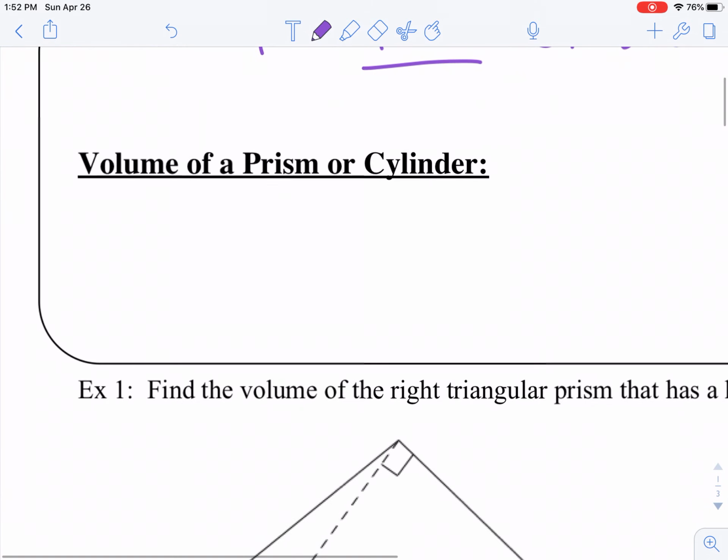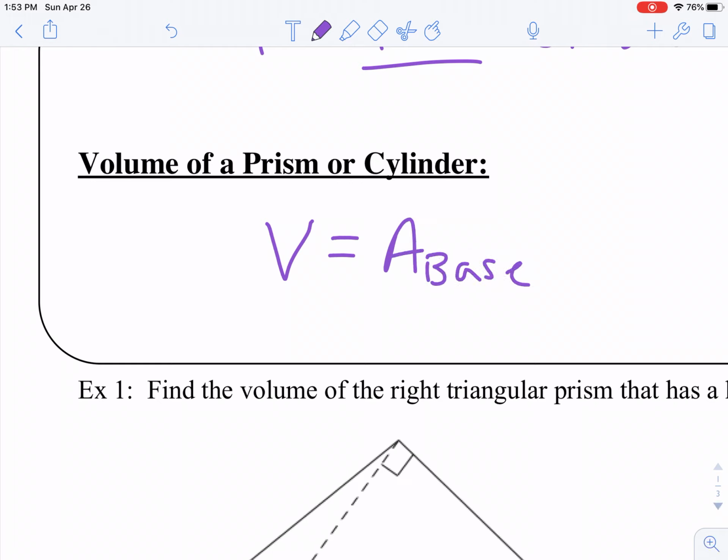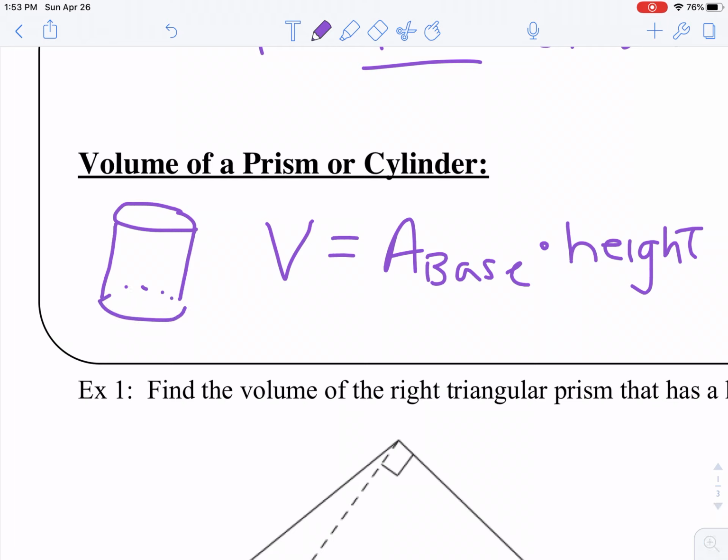And so the volume of a prism and the volume of a cylinder are going to be the same formula. You're going to do the volume is the area of the base times the height. Now it's really important that you can identify what the height is. The height is always that distance from base to base. So in this drawing of a cylinder here, here's one base, here's the other base, and the distance from base to base, or that lateral edge, is what's considered the height.